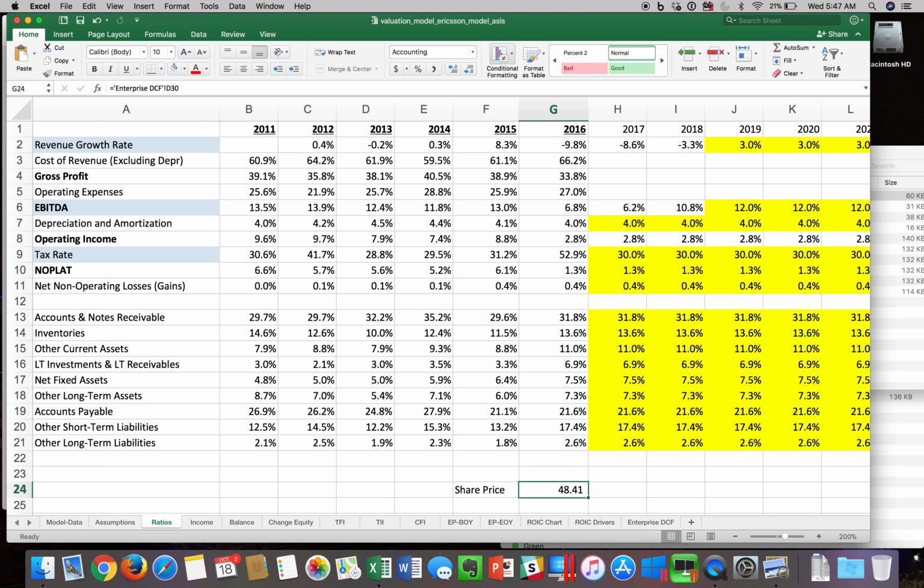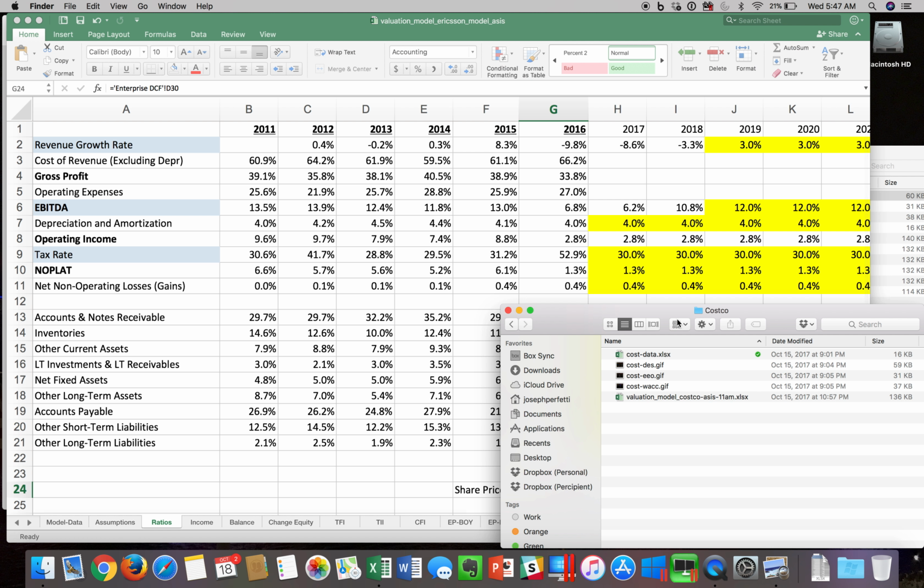So we have the Ericsson as is. I need to do the same thing for Costco. So in the assignment folder, and I have it on my computer, I have the same 3 screenshots. So you have a roadmap on this video for the data you need to change.